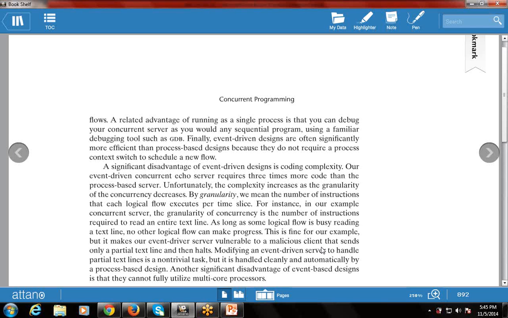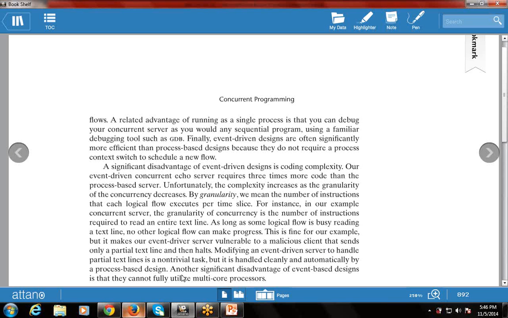Our event-driven concurrent echo server requires three times more code than the process-based server. Unfortunately, the complexity increases as the granularity of the concurrency decreases. By granularity, we mean the number of instructions that each logical flow executes per time slice. That is, the number of instructions that can execute at a time is known as the granularity.